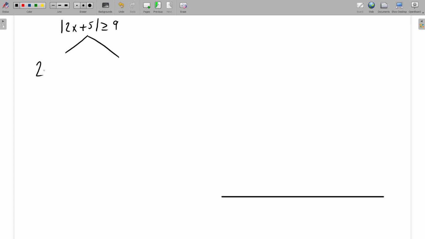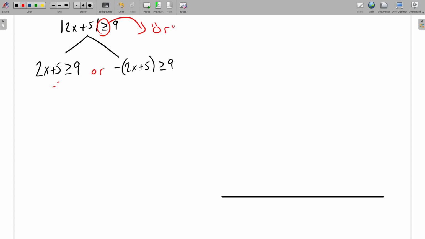The first case being 2x plus 5, exactly what we had, is greater than or equal to 9. And the second case is the negative situation, where we have negative 2x plus 5 is greater than or equal to 9. Because this is a greater than or equal to, we're going to be using an or as our compound word. So now we're going to solve both of these inequalities.